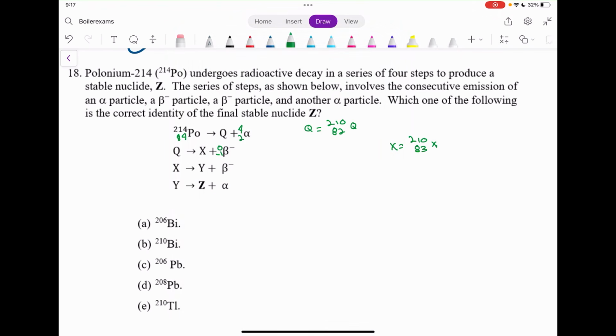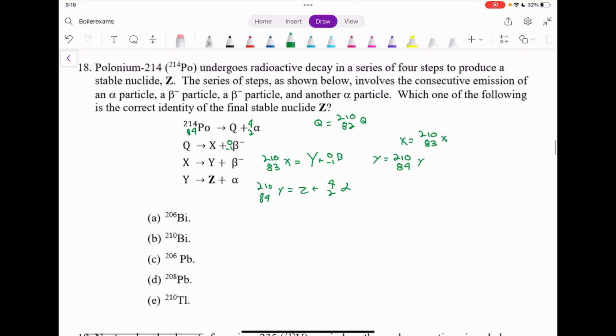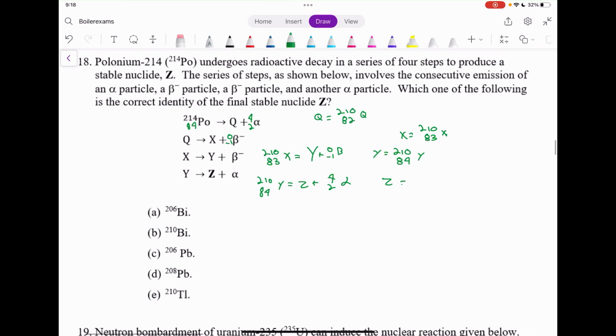If we start our next problem with that, 210, 83, X equals Y. We emitted another beta particle. Y then is going to equal, mass number once again does not change, atomic number is going to go up by 1. So 210, 84. And then let's start with that, equals Z plus 4, 2. We know an alpha particle is mass number 4, atomic number 2. If we balance this, Z is going to be 206 and then 82.